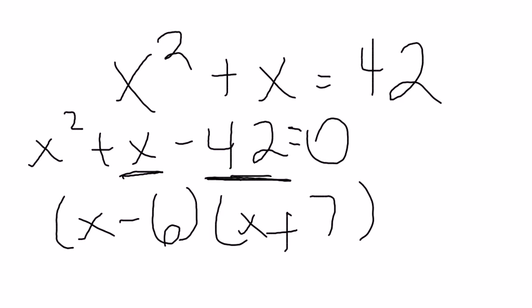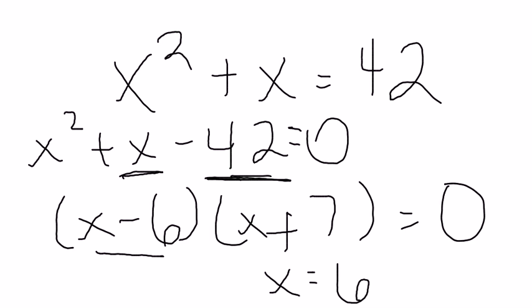So x, and that equals 0. So if x minus 6 equals 0, then x is 6, and x plus 7 is 0. That means x is negative 7. So my answer is A, because it's the only one that is given in the choices. So negative 7 is one of the answers for x, and that's all you have to do.